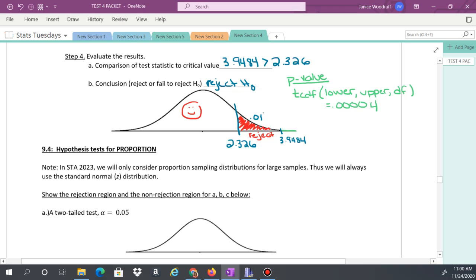You compare that to your alpha, which is 0.01. So we say, okay, 0.00004 is less than 0.01. If p is less than alpha, you reject. If p is greater than alpha, fail to reject. All right, and that is 9.3.